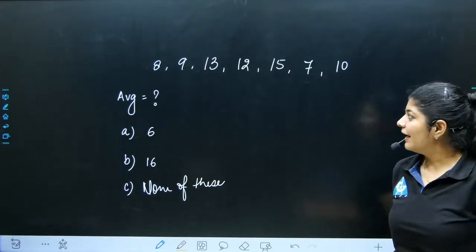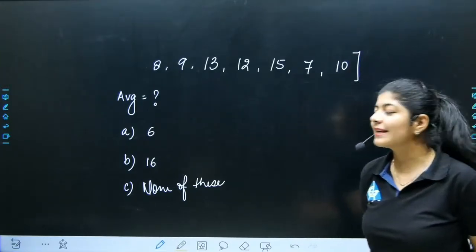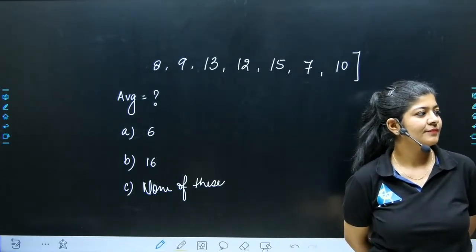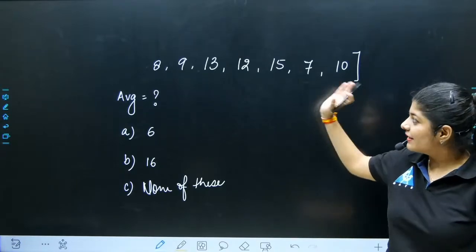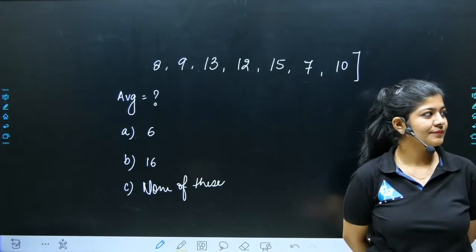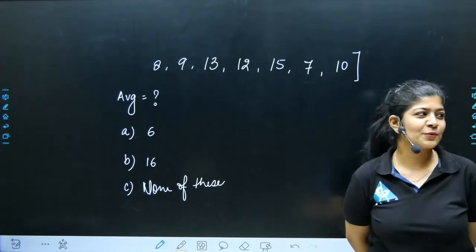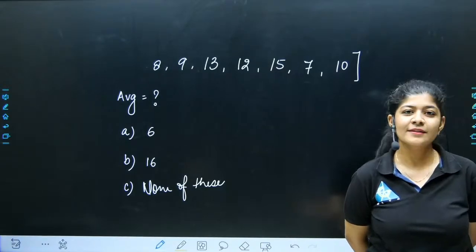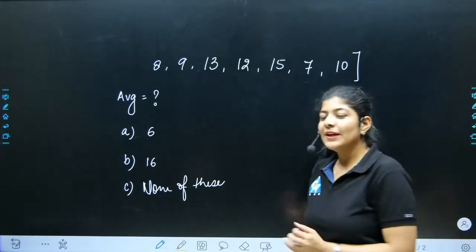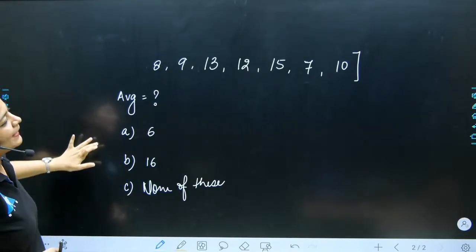If I have to find out the average of these observations and I am having my options as 6, 16 and none of these, so what is my correct answer? I can simply answer this question without using pen. What is the correct answer? No one? Trust me, we can easily know the answer without using pen.